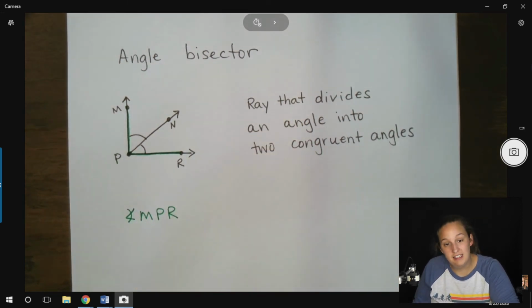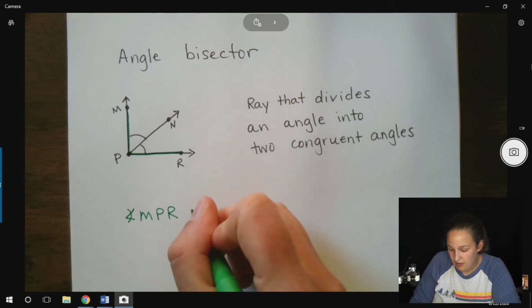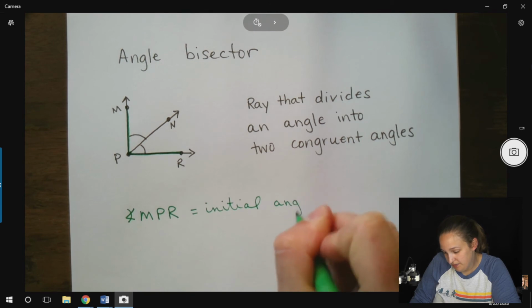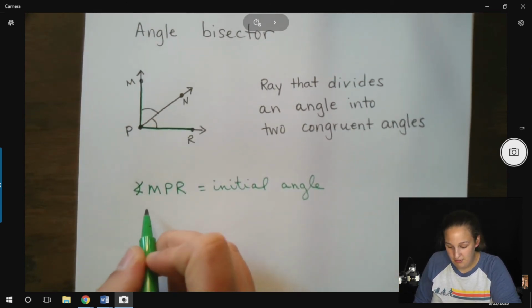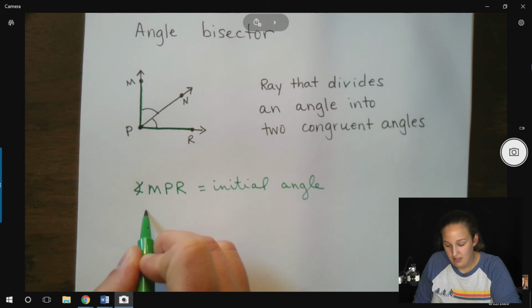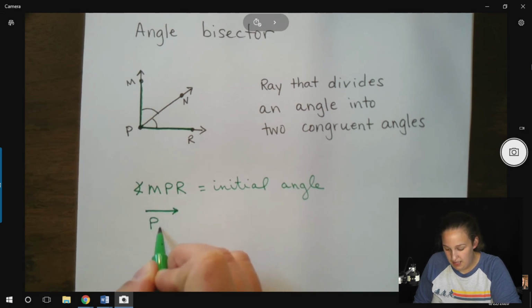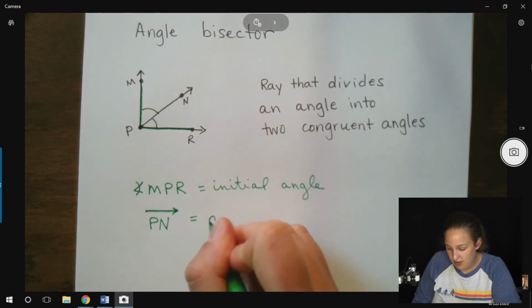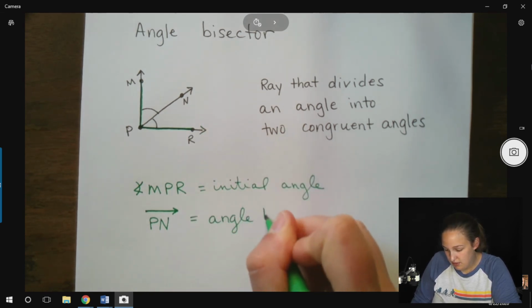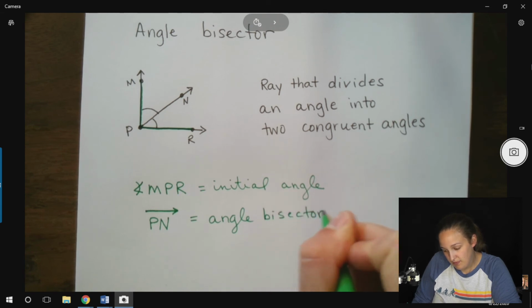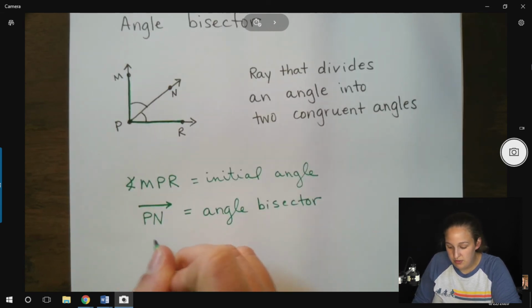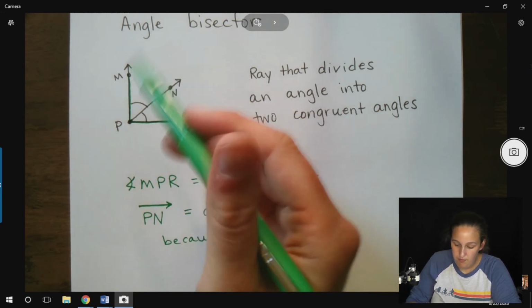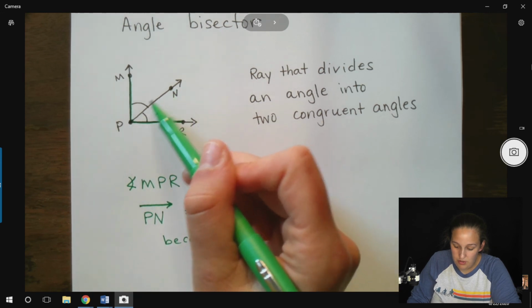Your angle bisector, let's go ahead and write this out. Your angle bisector then is a ray, ray PN, from P to N. And this would be your angle bisector. And the congruent angles are right here.